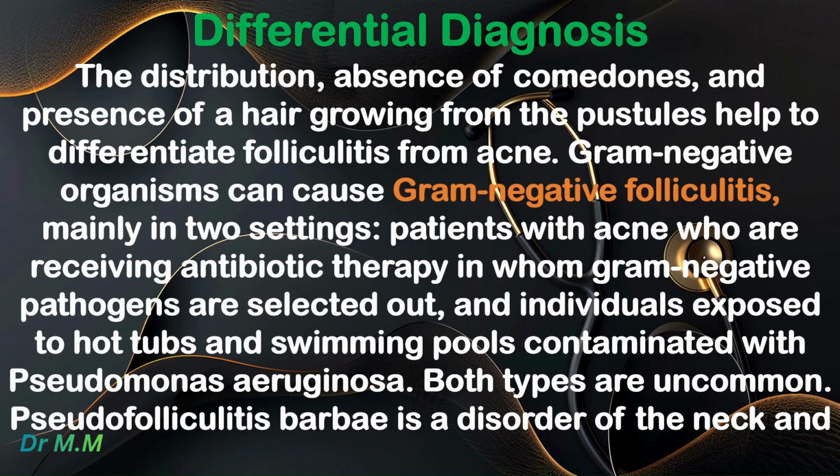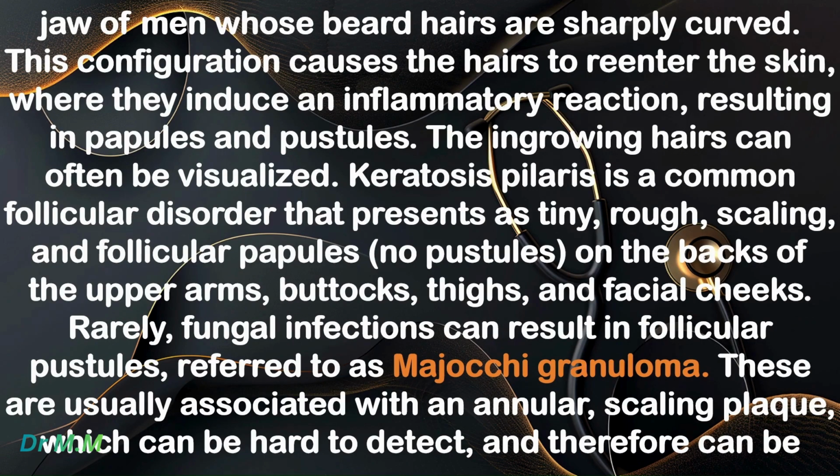Pseudofolliculitis barbae is a disorder of the neck and jaw of men whose beard hairs are sharply curved. This configuration causes the hairs to re-enter the skin, where they induce an inflammatory reaction, resulting in papules and pustules. The ingrowing hairs can often be visualized. Keratosis pilaris is a common follicular disorder that presents as tiny, rough, scaling, and follicular papules, no pustules, on the backs of the upper arms, buttocks, thighs, and facial cheeks.